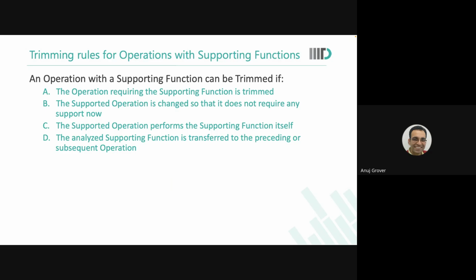And we say that an operation with a supporting function can be trimmed if the operation requiring the supporting function is trimmed. One. Or the supporting function is changed, supporting operation is changed so that it does not require the support now. Or the supported operation performs the supporting function by itself. Or it is transferred to the preceding or the subsequent step. This is the hierarchy in which we will evaluate.